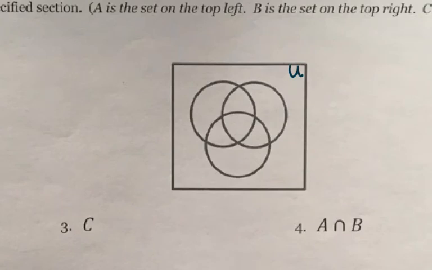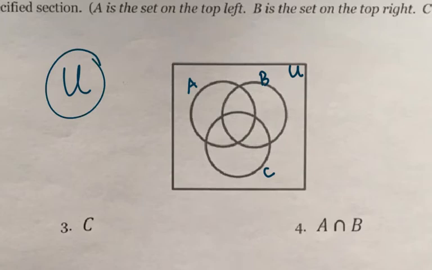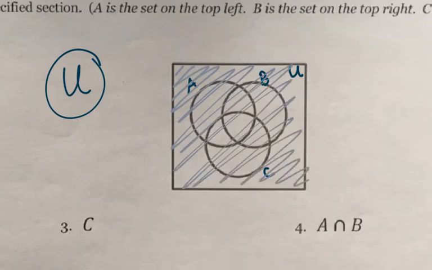The rectangle is U. The top left circle is going to be our A, the top right circle is going to be B, and our bottom circle is going to be C. And we just want to do that so that we are consistent in how we're representing these. Okay, so the first region we're going to shade in is going to represent U, the universal set, and that's just the entire rectangle, everything contained in the entire rectangle. So if we're talking about the universal set, we're talking about everything in the rectangle.